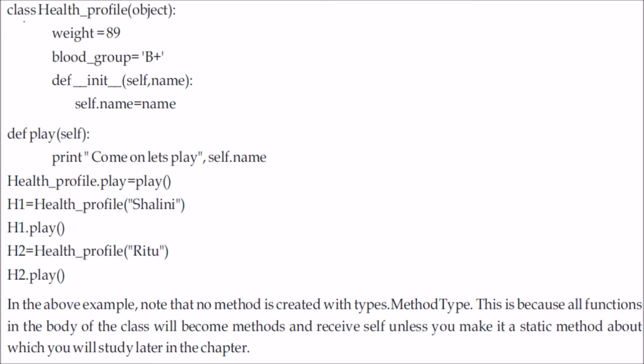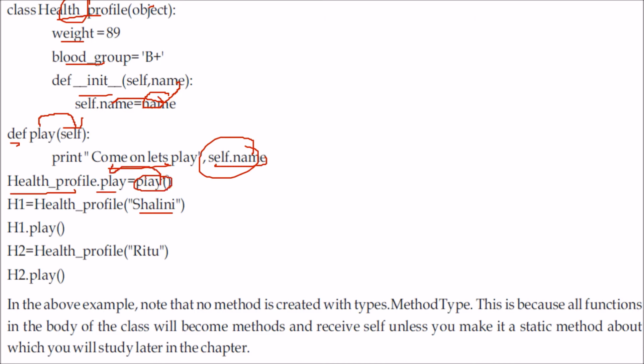So what we have to do here is, this is a class, then we have weight and blood group. This is already there. We have defined this constructor self comma name, so name will go into self dot name. Then def play self. This is going to show come on let's play self dot name, whichever name we give in the constructor will go to self dot name. Now health underscore profile is the name of the class. Now we are saying that this dot play has to be play. So this play function is known to each and every instance.